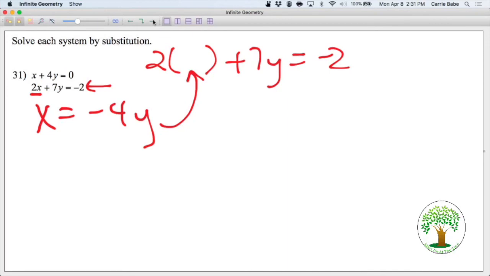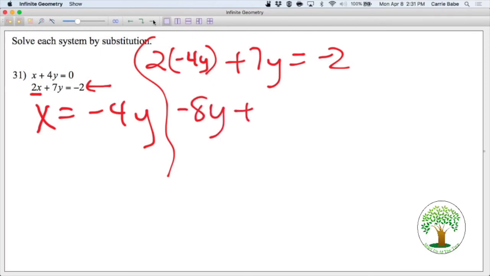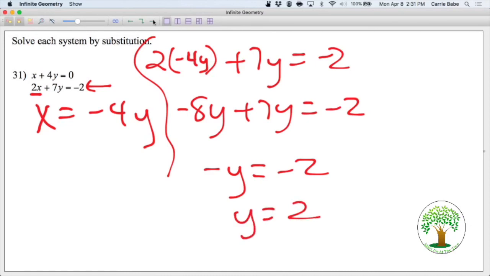Are you with me, Brett? Yeah. So that will become negative 8y plus 7y equals negative 2. What is negative 8 plus 7? Negative 1. So negative y equals negative 2, so y equals 2. I'm finished, right? No.